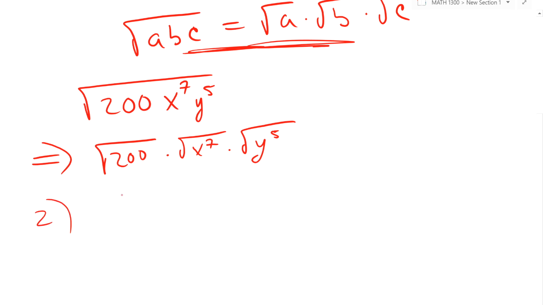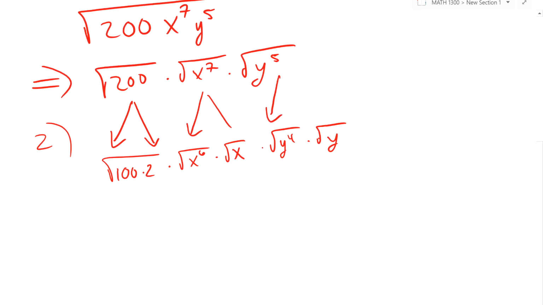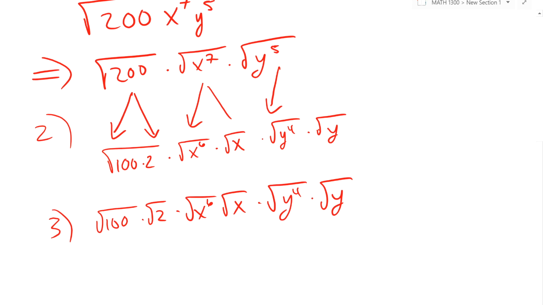Now we're going to be able to simplify things even further. So 200 we can rewrite as 100 times 2. This right here we can rewrite as x to the 6 times the square root of x. And this one we're going to rewrite as y to the 4 times the square root of y. And so now we can again separate what we can: square root of 100 times the square root of 2 times the square root of x to the 6 times the square root of x times the square root of y to the 4 times the square root of y.